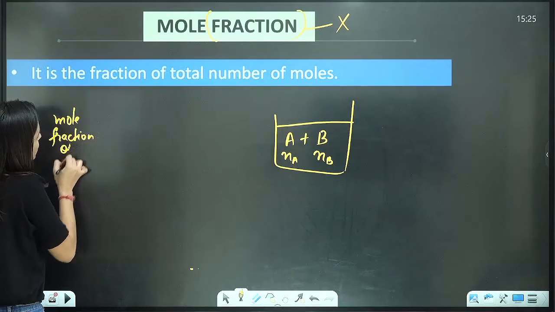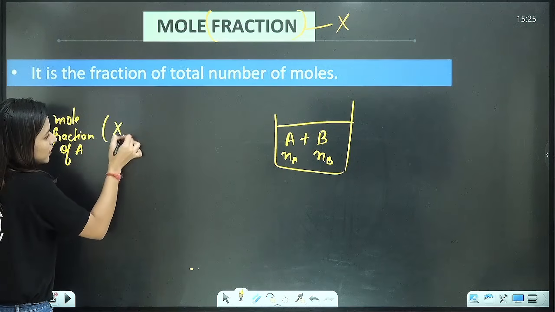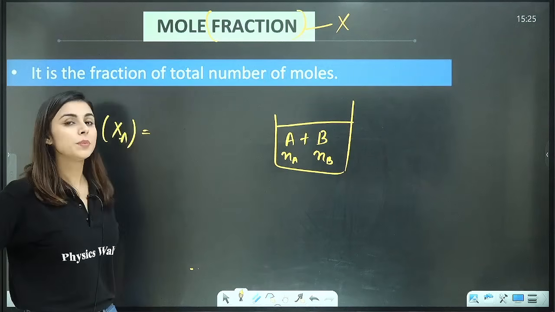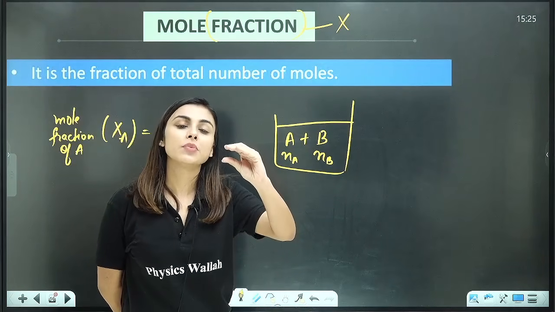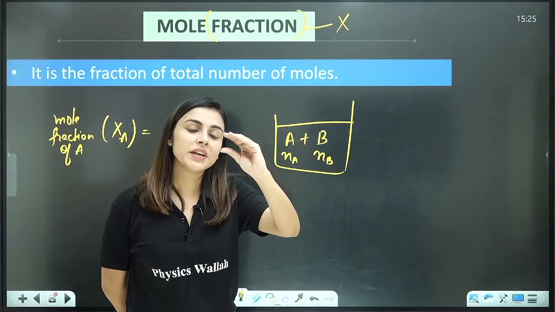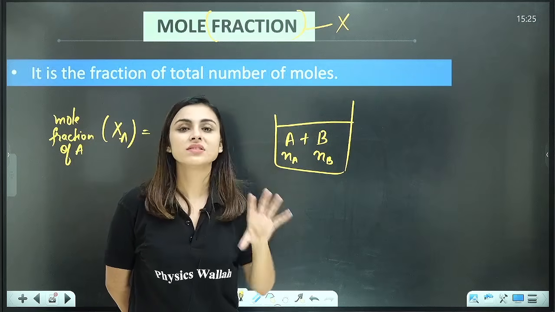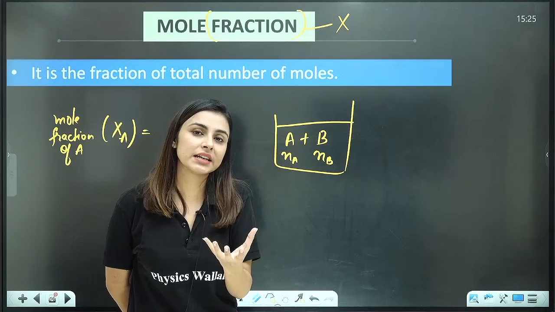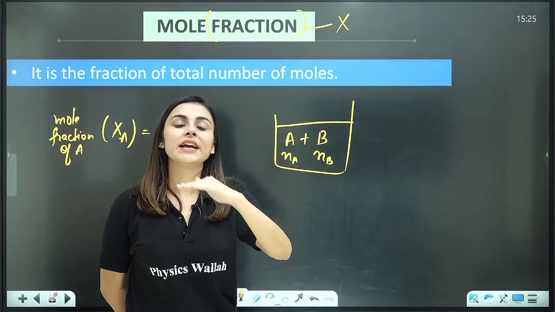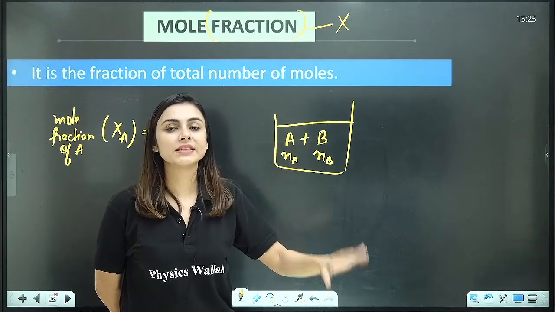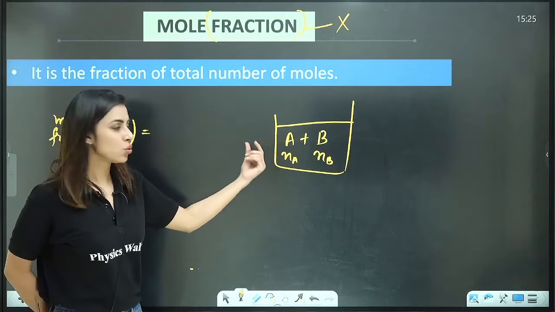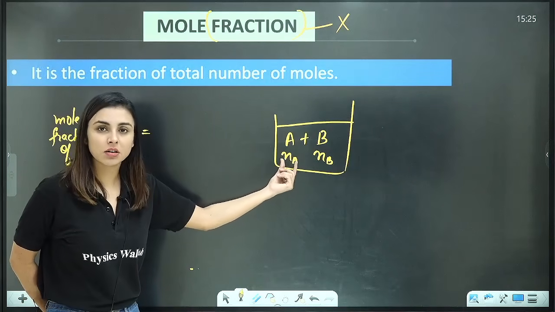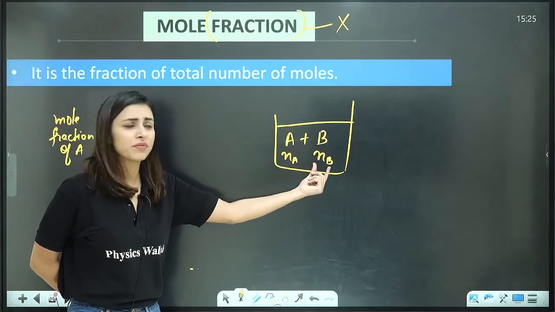So, what does this mean? We can represent it like this. What will be the mole fraction of A? How many moles of A are present in the whole solution? So how can you represent it? Moles of A divided by the total moles present in the solution. So you have two components. First, moles of A are Na and moles of B are Nb.